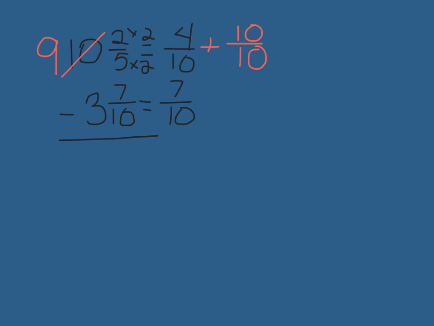So now I have 4 plus 10 over 10 equals 14 over 10. So that's my new fraction, 14 over 10. So I'm going to go ahead and just write it here, 14 over 10, so I don't have to rewrite everything. So now I have 14 minus 7 equals 7 over 10. Then I subtract my whole numbers. 9 minus 3 equals 6. 6 and 7/10.